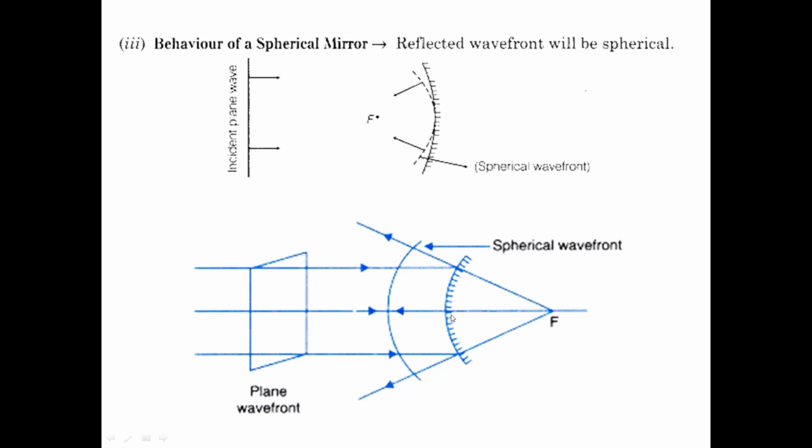But in the case of a convex mirror, the part of the wavefront moving towards the center has to cover less distance. So the reflected waves from the edges cover more distance. So the reflected wavefront is a diverging wavefront.